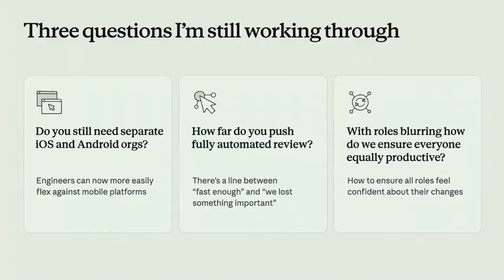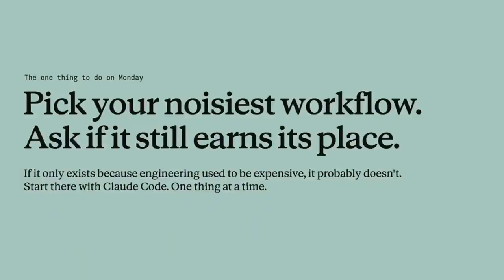How much do you push that fully automated review? Again, when do you strike that balance between fast enough and we lost something important? It goes back to trust but verify. And what's interesting is you might have heard in Dara and Danella's talk earlier today, the model capabilities do keep improving. So even if you might need to do more verify than trust for a certain section of work, that might also change with the next model. That's why it's always important to reevaluate. And roles are blurring, so how do you make sure that everybody feels equally productive?